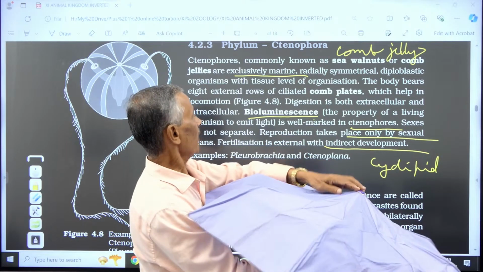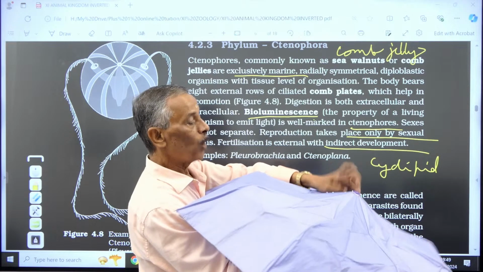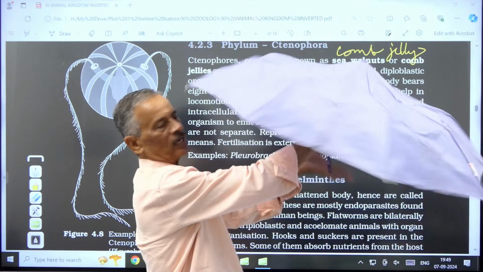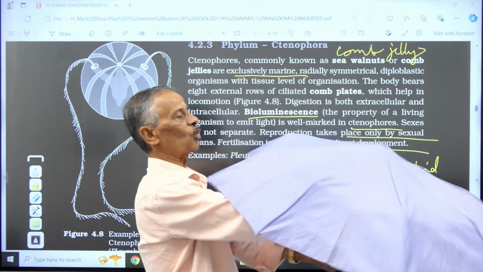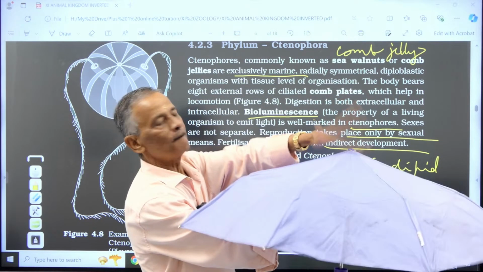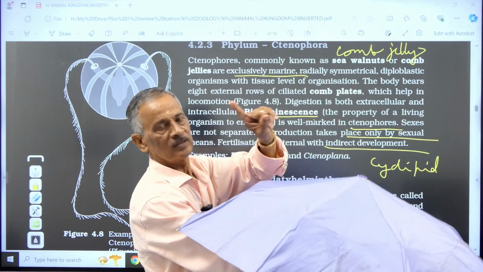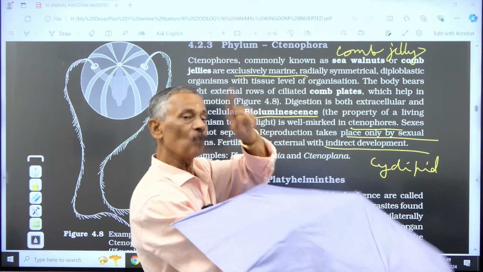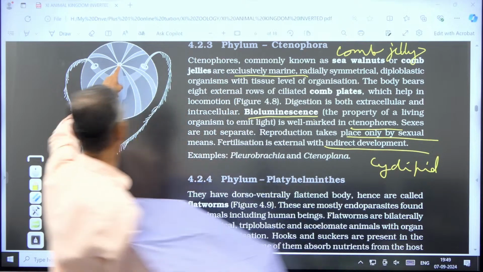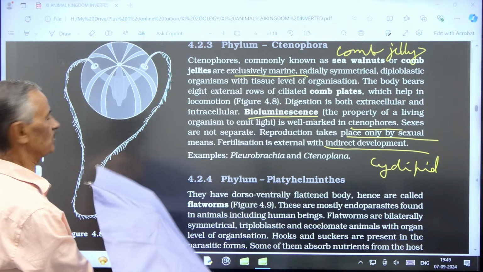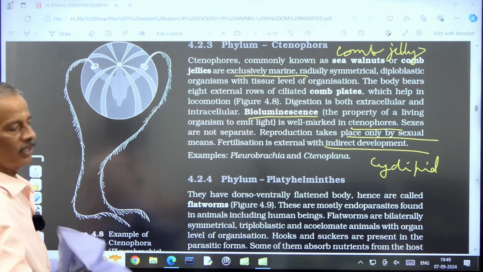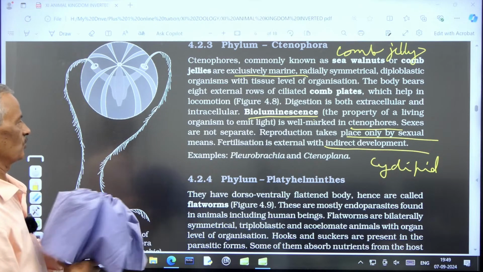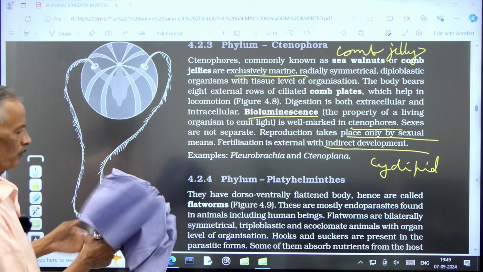Now we have the aboral sense organ. This is the oral surface, where you have the mouth. So the opposite surface is called aboral. Is that clear? Opposite of oral is aboral. So we call it the aboral sense organ, which is a statocyst for equilibrium maintenance. Is that point clear?